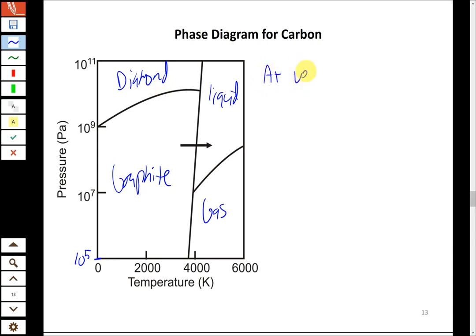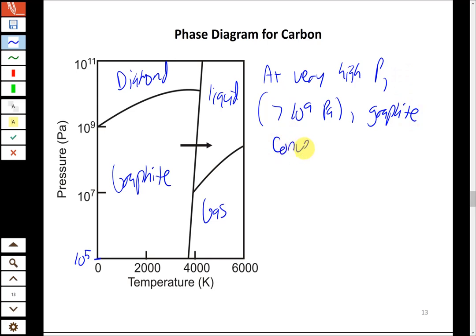So it is possible to make synthetic diamonds where you take graphite and just pressurize it to ridiculously high pressures. But you have to go above 10 to the 9th Pascals. But that will convert graphite into diamond. And that's also how diamond forms naturally. It forms under very high pressures as well. And it's, as you know, pretty rare, but it does happen.